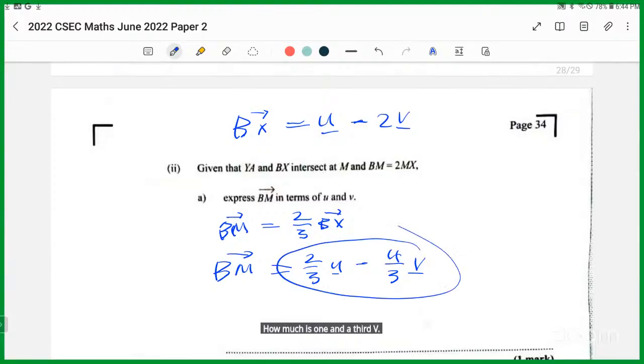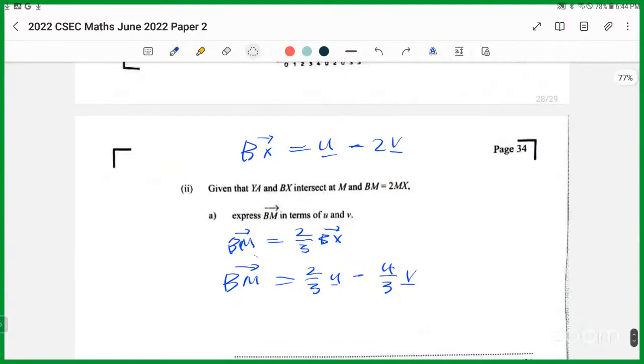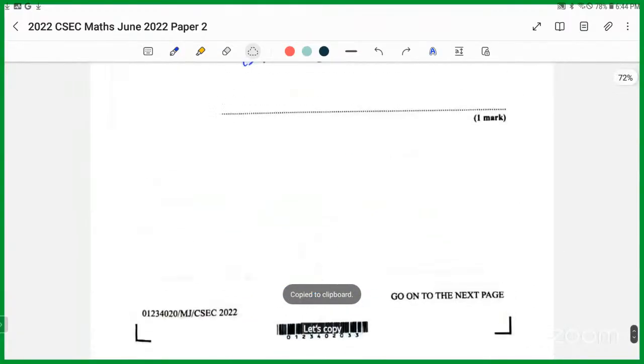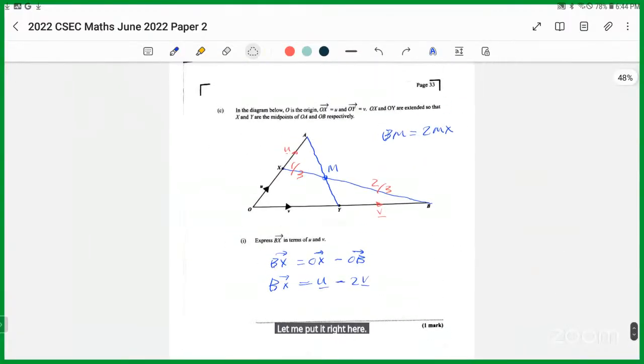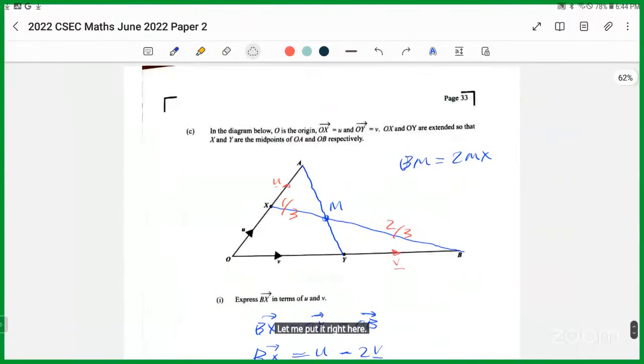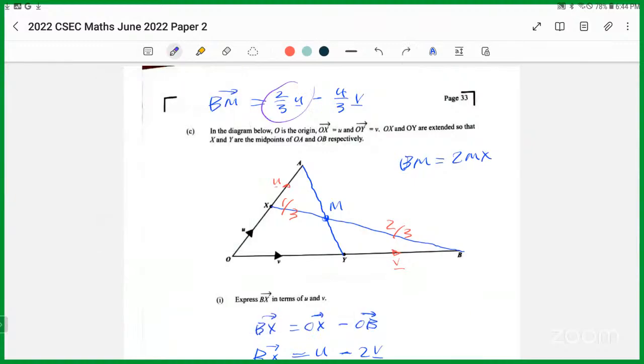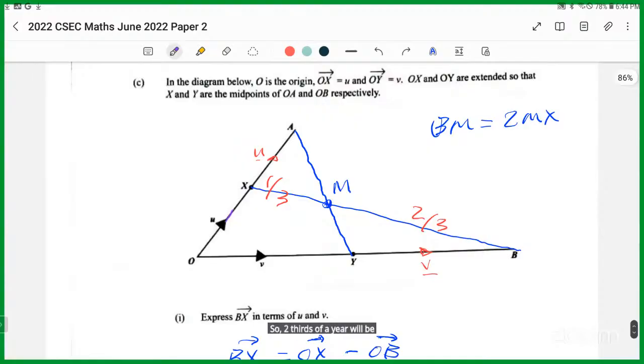And we can check this on the diagram. Let me copy it up on the diagram and check if this makes sense. It's always nice when you can check your answer. So this is going to go from B to M with a different color, purple. From B to M we must go 2/3 of a u. See a whole u here, and 2/3 of it would be about this length. So that's about 2/3 of a u.